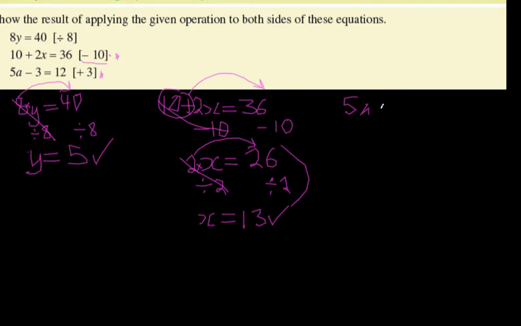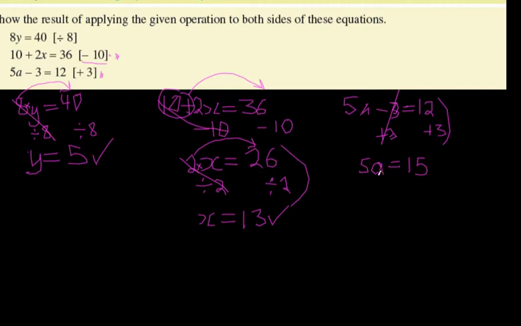5a minus 3 equals 12. First step, plus 3. Is this starting to make sense, guys? Hopefully. So, that cancels each other out. You're then left with 5a equals, what's 12 plus 3? 15.